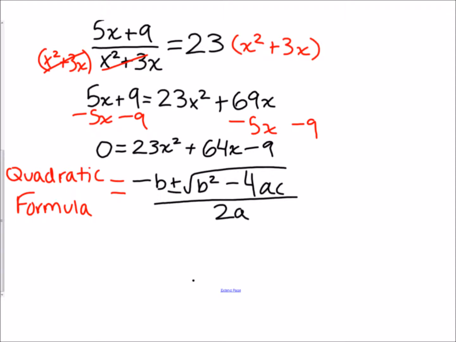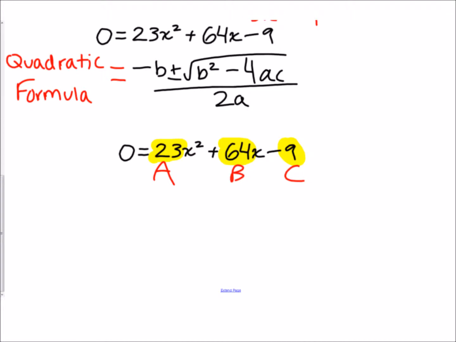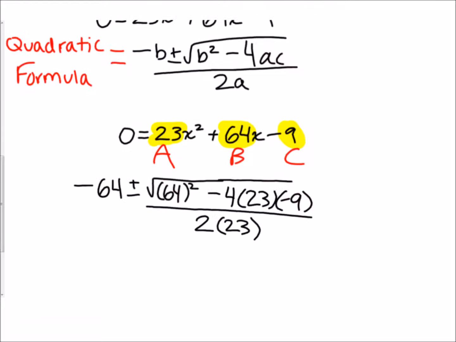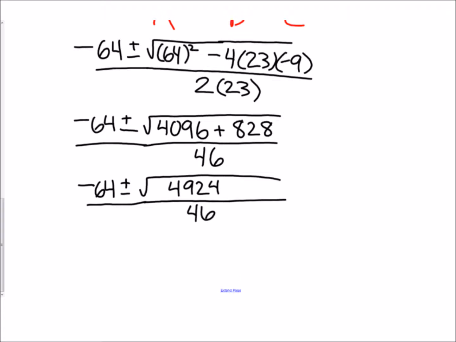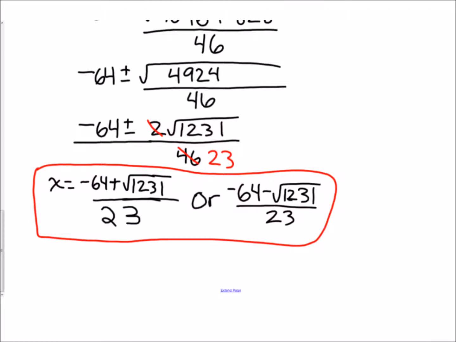We now have to plug the equation into the quadratic formula. To do this, we separate out the a, b, and c terms. We then plug those into the equation. We now have to simplify the equation down so that we can find the final answer. And now we have the answer to our problem.